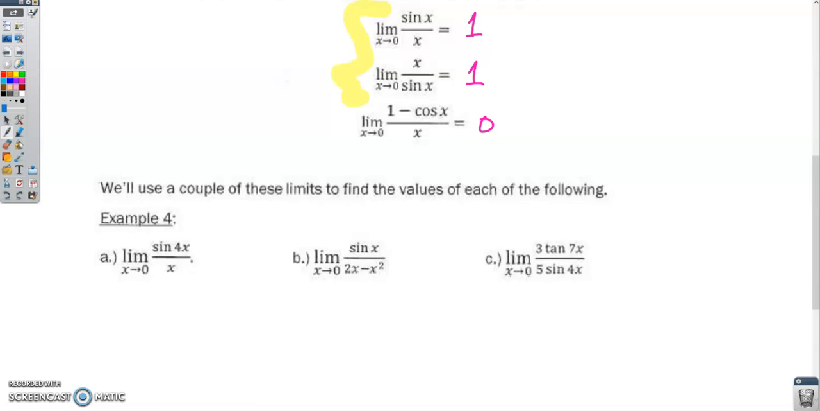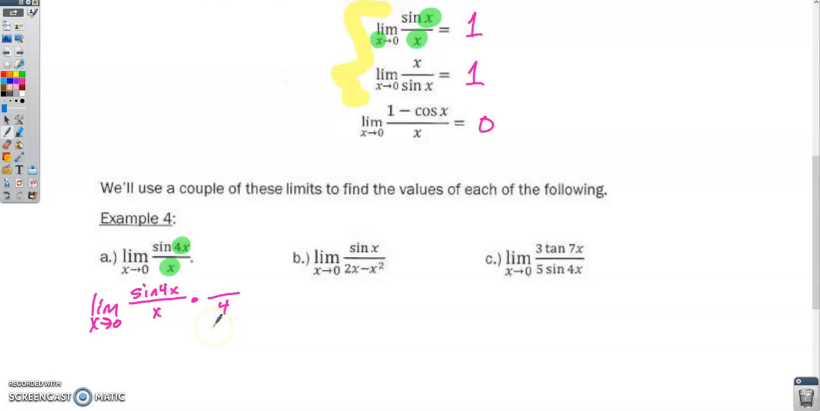So let's look at example 4a here. Limit as x goes to 0 of the sine of 4x over x. Now in order for this rule to work, what's inside the sine function has to be the same as what's in the denominator. And those things have to be approaching 0. So in order to find this limit, I want to change this denominator so that it is the same as what's inside of the sine function. Well, how do I do that? Well, I'm just going to go ahead and multiply that denominator by 4.